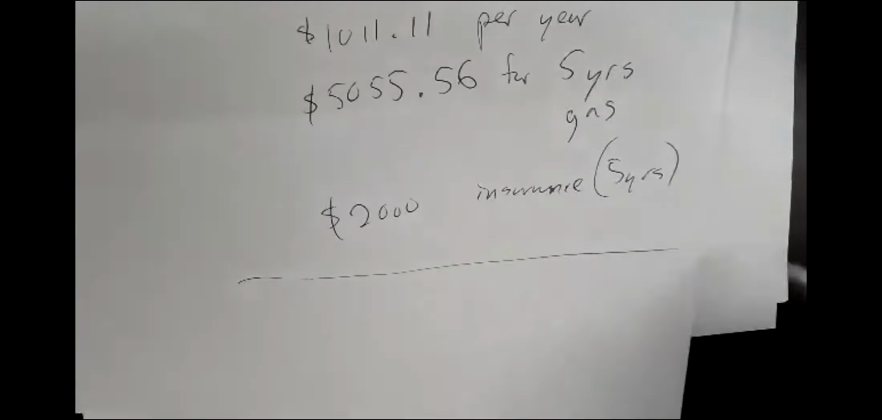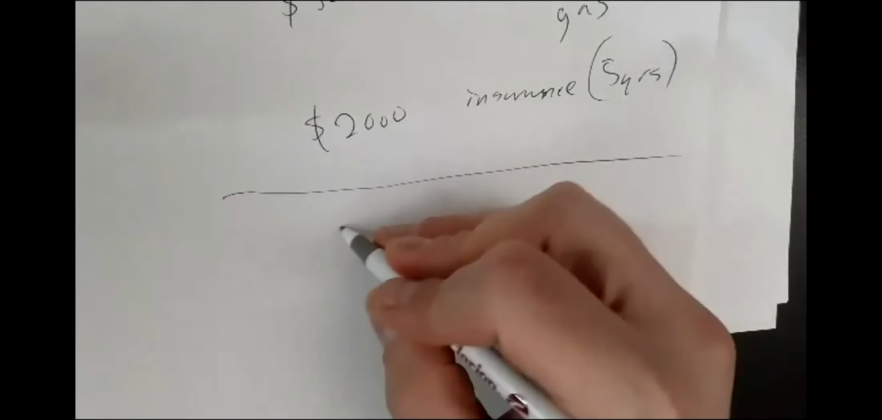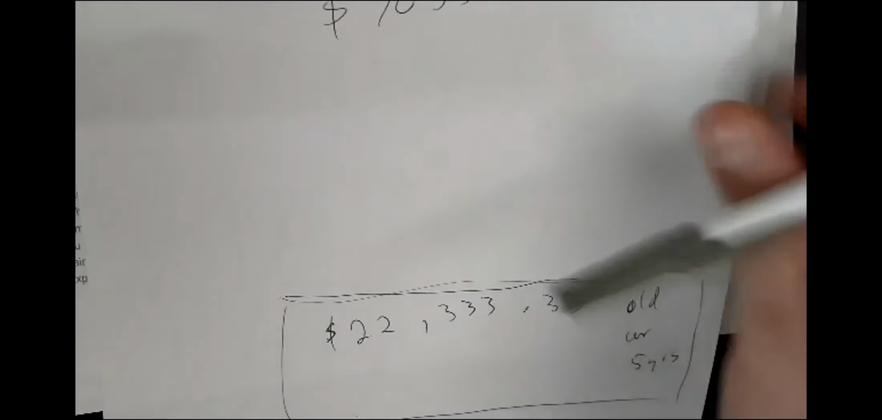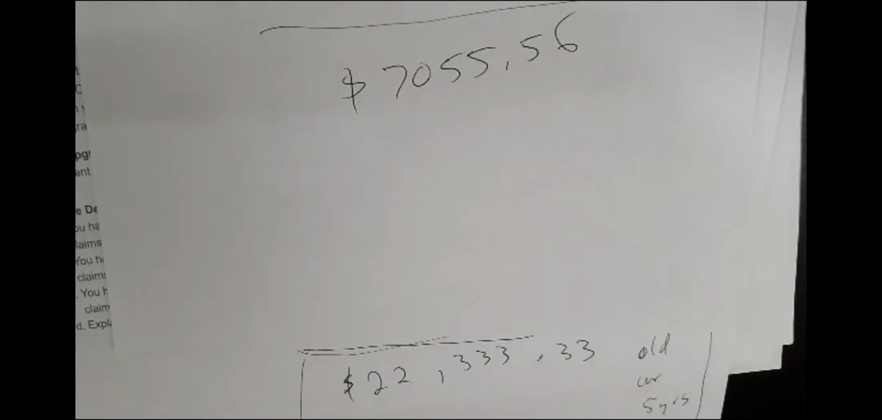So this guy's total for 5 years is going to be $7,055.56. And if they want to know how much money we saved, it's this thing minus that thing, right? So 22,333.33 minus 7,055.56.